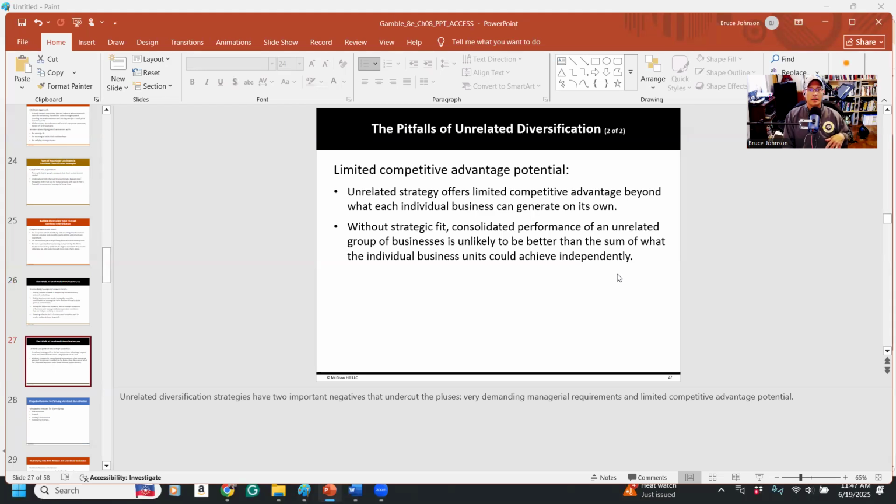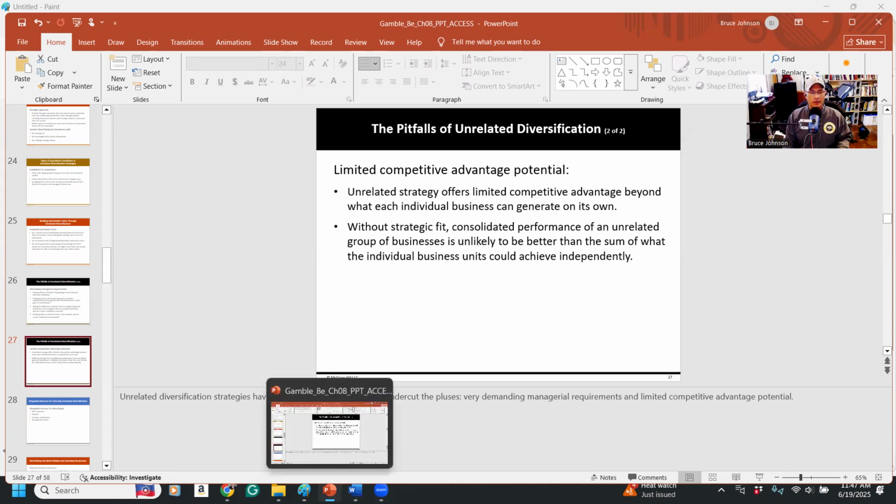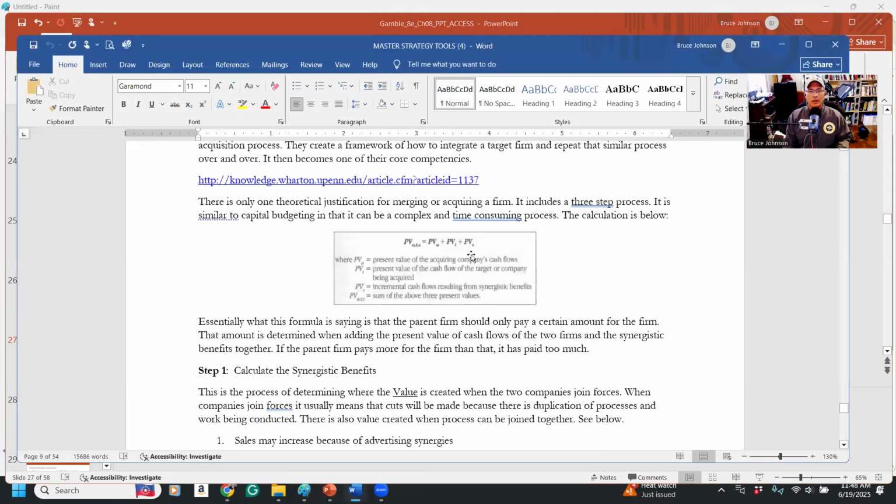Other pitfalls, this is the big one. And again, this is all based on knowledge. There's limited competitive advantage potential, because you're in something unrelated. So, unrelated strategy offers limited competitive advantage beyond what each individual business can generate on its own. Without that strategic fit, the consolidated performance of an unrelated business is unlikely to be better than the sum of what the individual business units could achieve independently. What does that mean? It means most of the time, if you're in an unrelated field, they're probably better off operating separately.